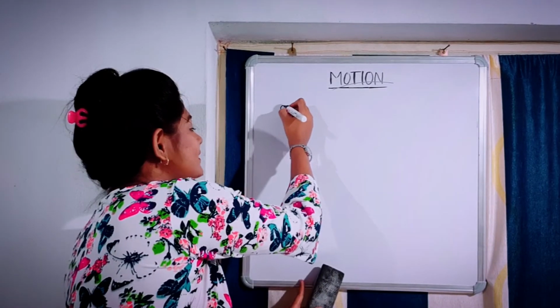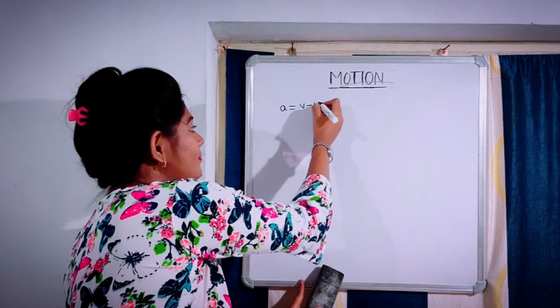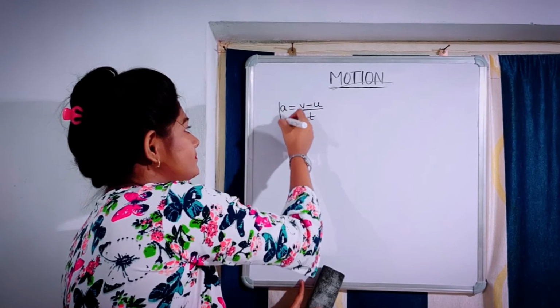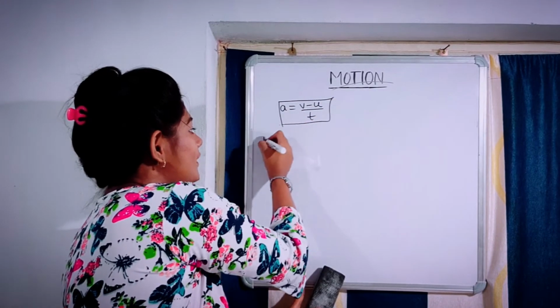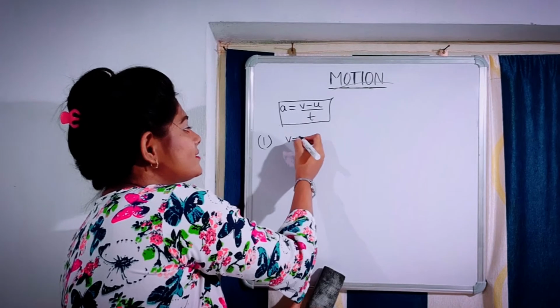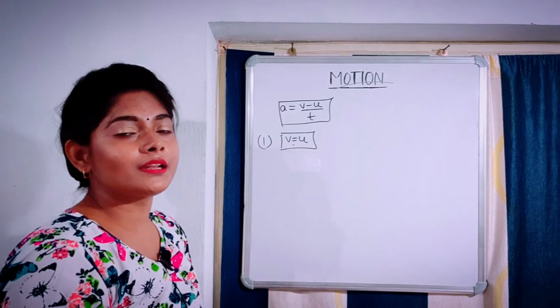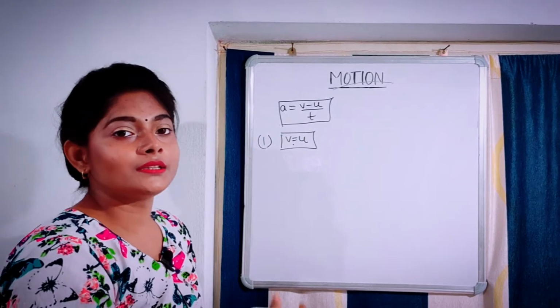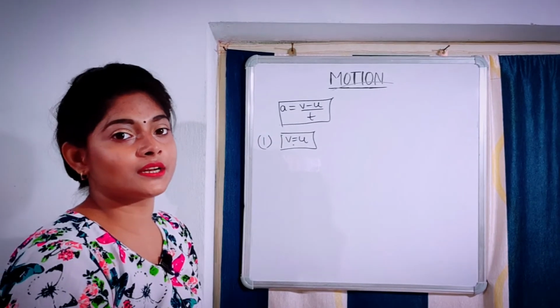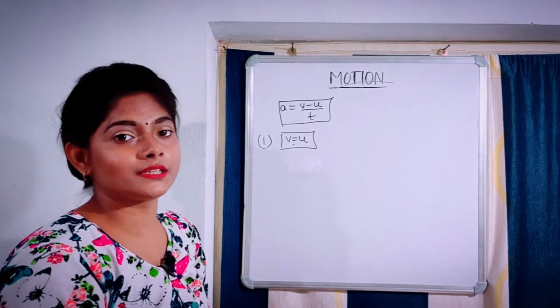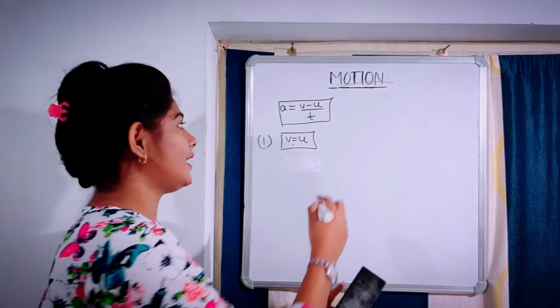The formula for acceleration is a = (v - u)/t. First case is v = u. What if initial velocity and final velocity are equal? Then what will happen to acceleration? Acceleration will be 0. How? We will see it now.